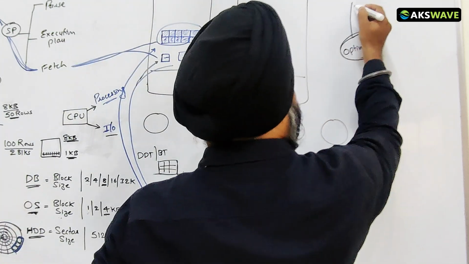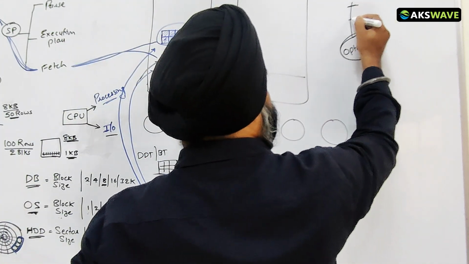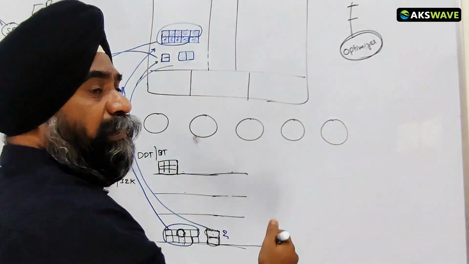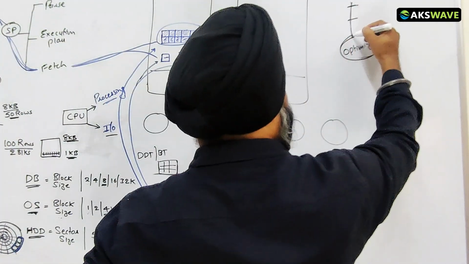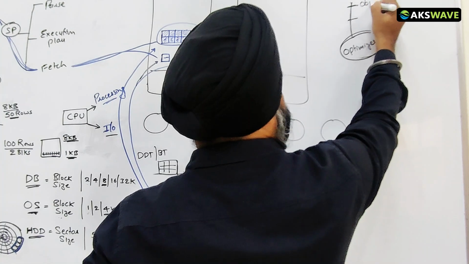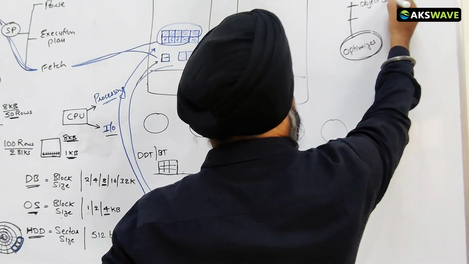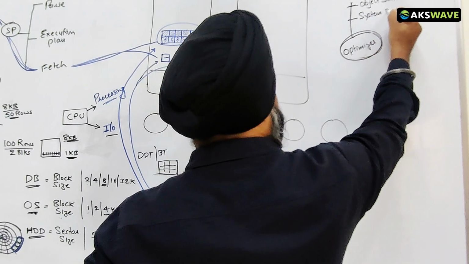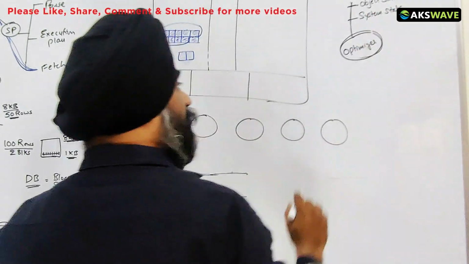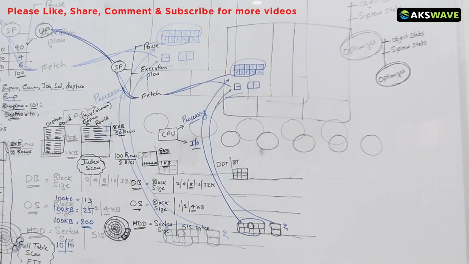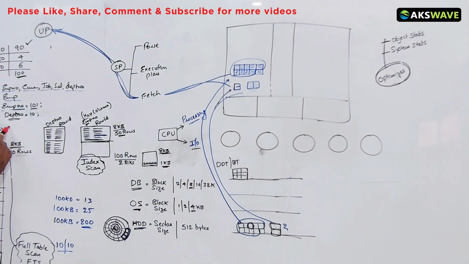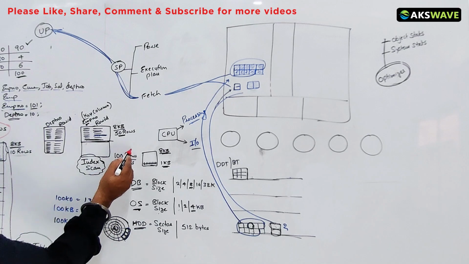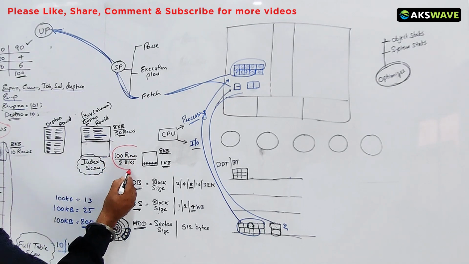It will take two inputs. Basically, there are many more, but normally it will use these two inputs. One is called object statistics and another is called system statistics. I'm writing it shortly, stats. See here, my table contains how many rows? How many blocks? My index contains how many rows and how many blocks?